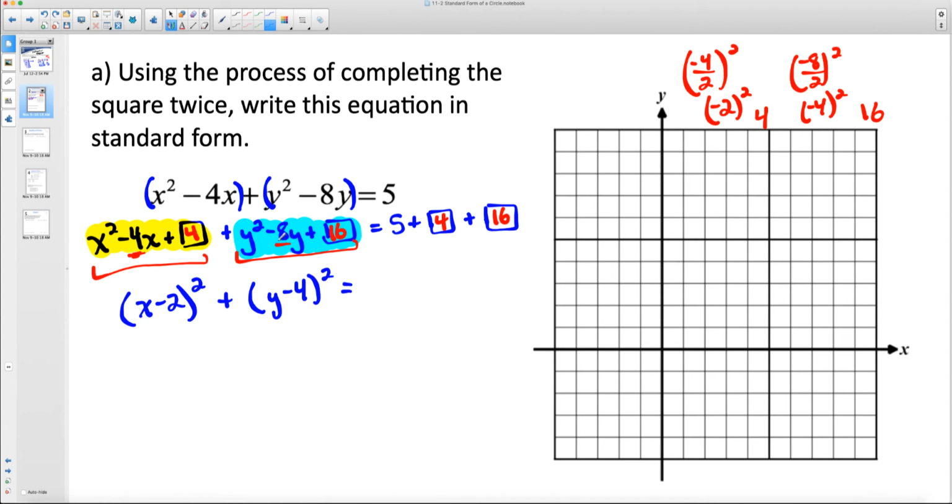And again, the trick is it's always half of this. And then we'll add up these numbers. 5, 4, and 16 is 25. Now this looks much nicer.